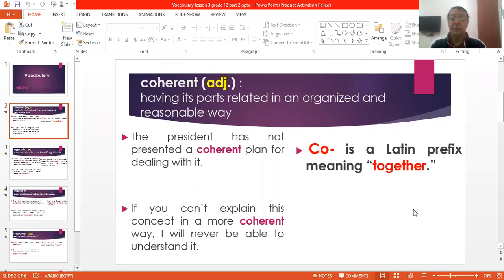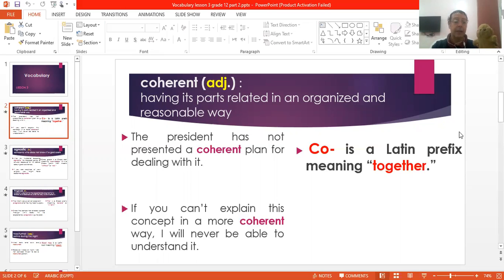Coherent. What part of speech is coherent? It's an adjective, okay? It means having its parts related in an organized and reasonable way. And so the prefix co in Latin means together, and coherent means they are well organized and related to each other. Give me a couple of examples, Joe, on how we can use this adjective.